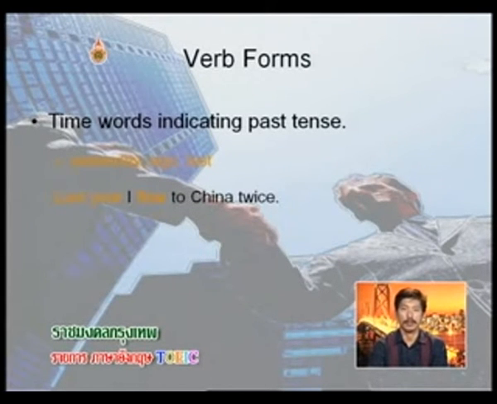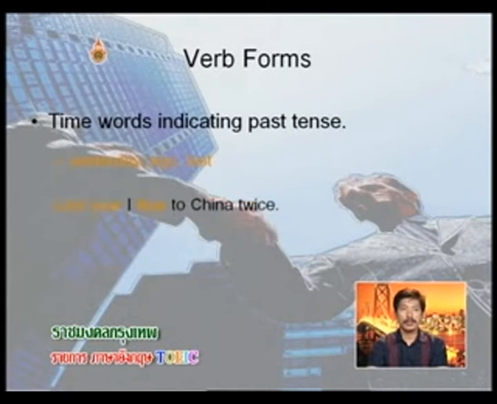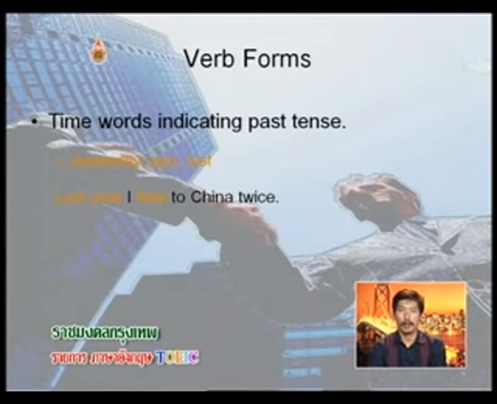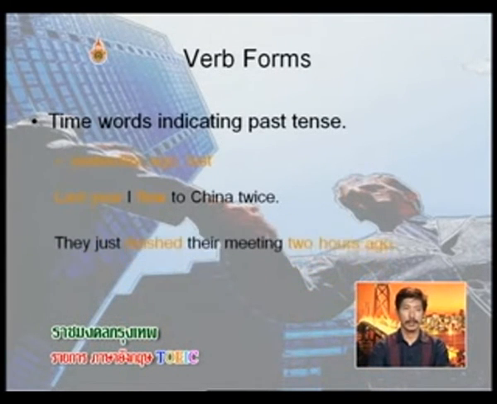So yesterday, ago, and last are times that are usually used to indicate that the action happened in the past. When you see these words, you have to choose the correct past form of verbs. For example, last year I flew to China twice. And you have to be careful of this irregular verb: fly, flew, and then flown.